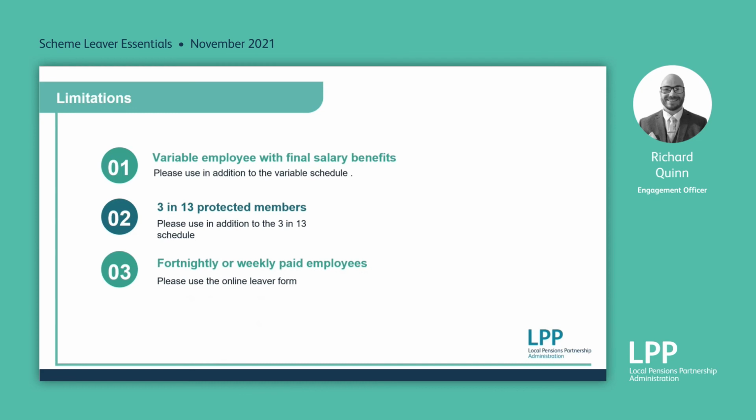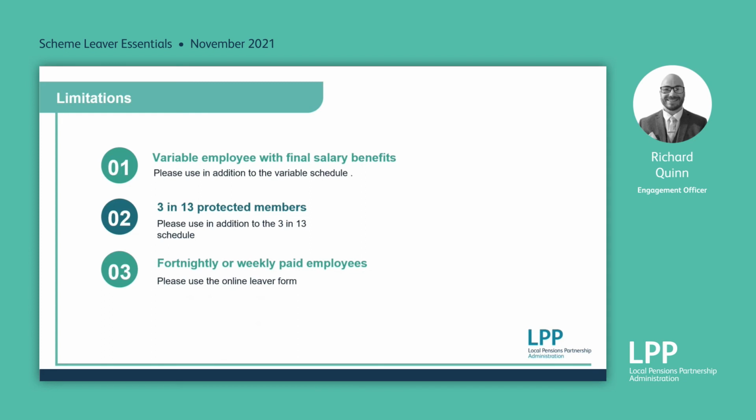For 3 and 13 protected members, there is another spreadsheet for you to access. This is for anyone in the last 13 years who has had a reduction in pay. So if it was due to a restructure and they've had reduced pay as a result of that, the member can come back to us and say, actually, I believe I had a final pay in the last 13 years. This is not something we would automatically look at when calculating final pay. We would only look at the best of the last 3 years.